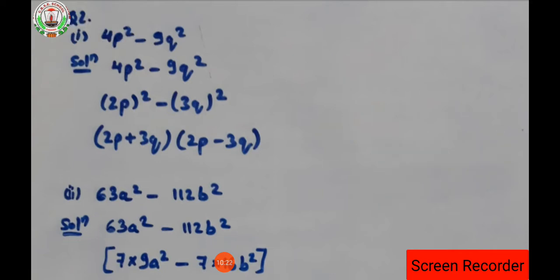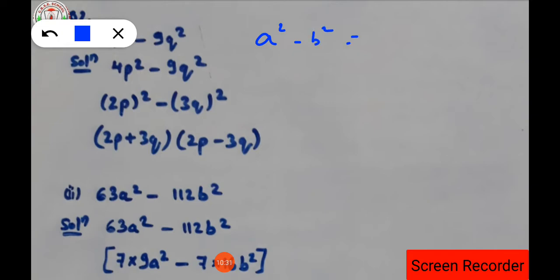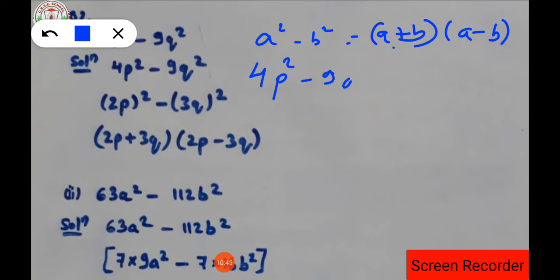Okay, now look how to solve. What is the identity we are going to use? a² - b² = (a + b)(a - b). This is the identity. In the question, in place of a² we are having 4p², and in place of b² we are having 9q², isn't it? Now how to write it in the form of the identity?